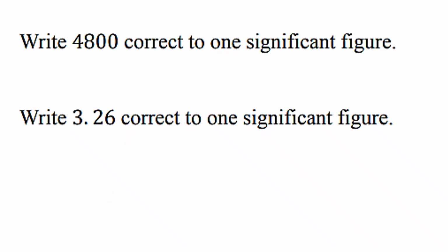let's see the first question. It says write 4800 correct to one significant figure. Our first non-zero digit will be the first SF. My first non-zero number is 4. So this is first, this is second, this is third. To make a change in the first one, I will see the second one.